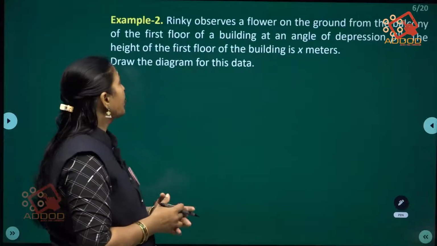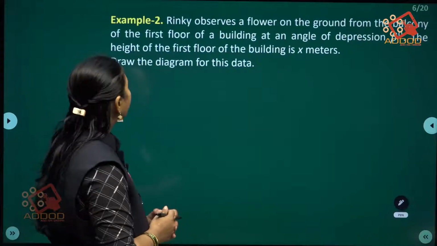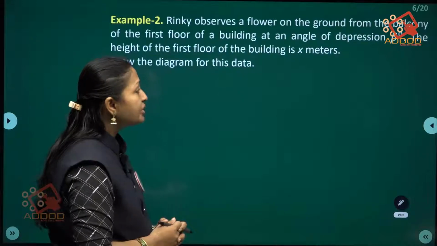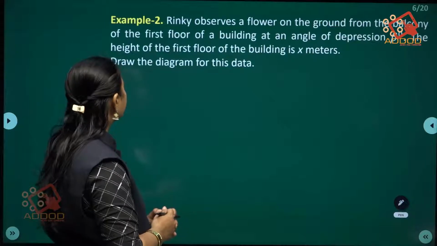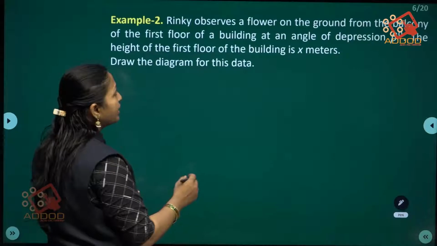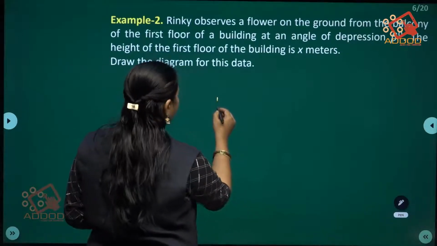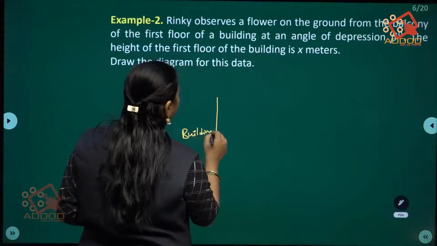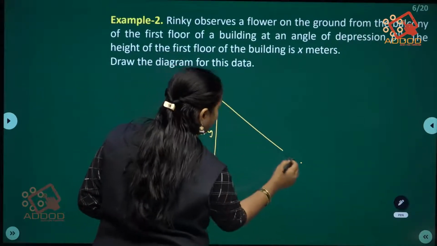Now example 2. In example 2, Rinki observes a flower on the ground from the balcony on the first floor of a building at an angle of depression beta degrees. The height of the first floor of the building is x meters. Draw the diagram for this data. See here, Rinki is observing a flower on the ground from the balcony of the first floor. So let's take it is a building, and he is observing a flower on the ground from the first floor.